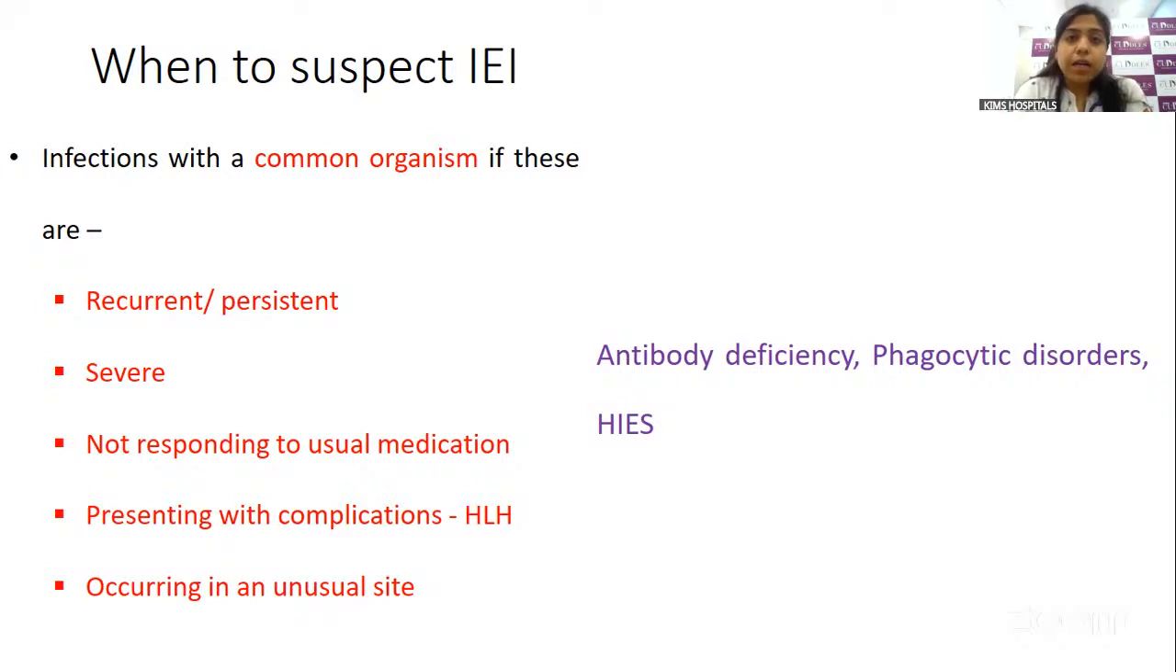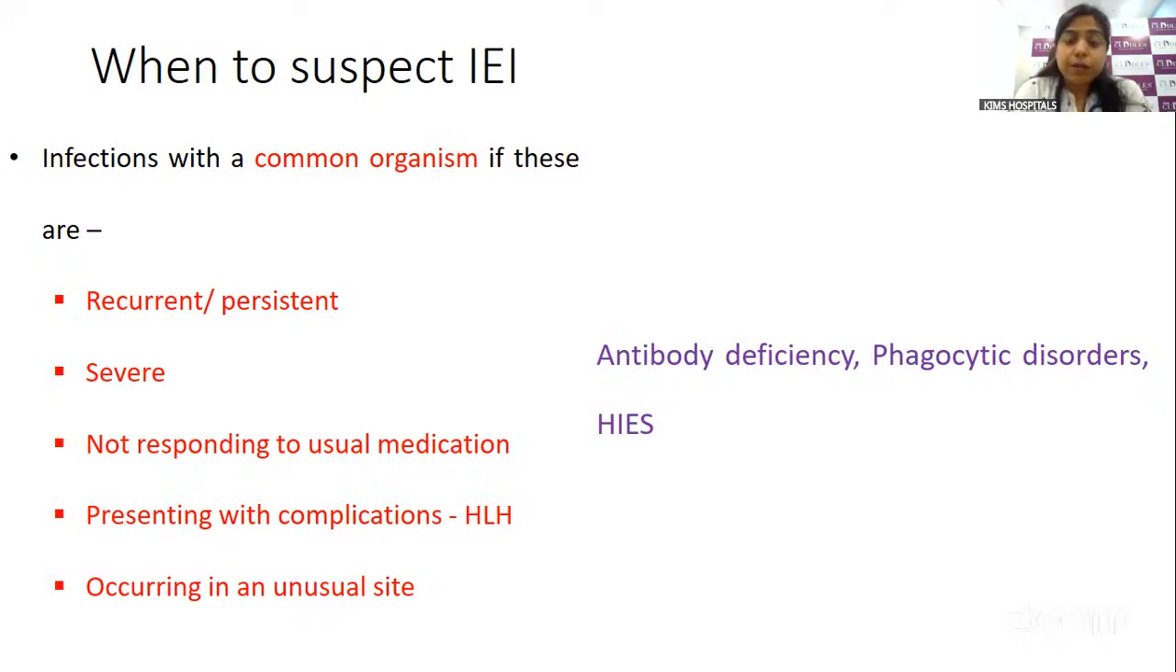When do we suspect inborn error of immunity? When the child is coming with a common organism, if the common organism is recurrent or persistent or leading to an ICU admission, or the disease is very severe and not responding to antibiotics, even Streptococcus pneumoniae presenting with a severe HLH, or if it is occurring in an unusual site, all those times we should suspect inborn error of immunity. Even with multiple staph sepsis, it can be a phagocytic disorder. Multiple streptococcus infections can be an antibody deficiency.